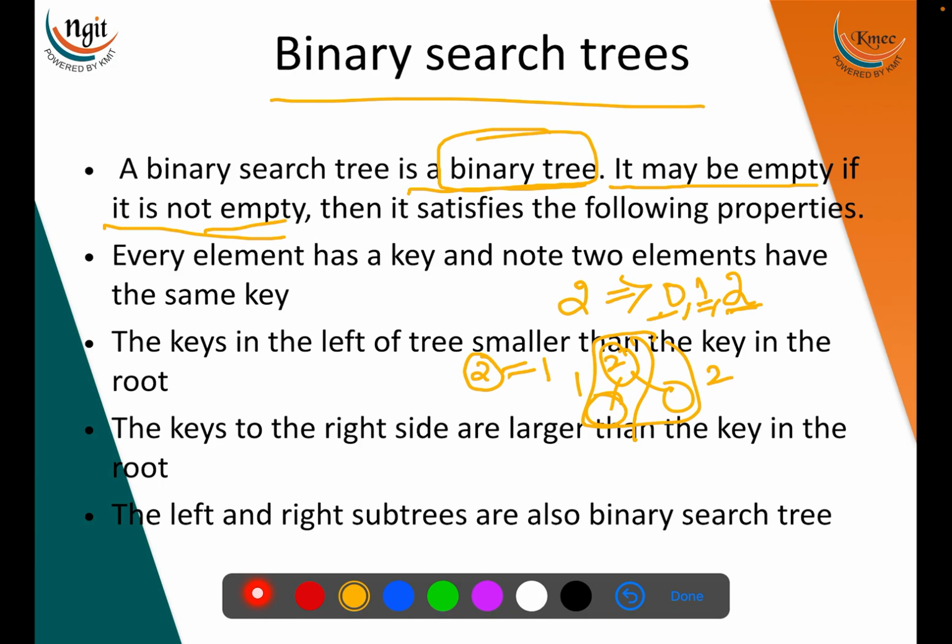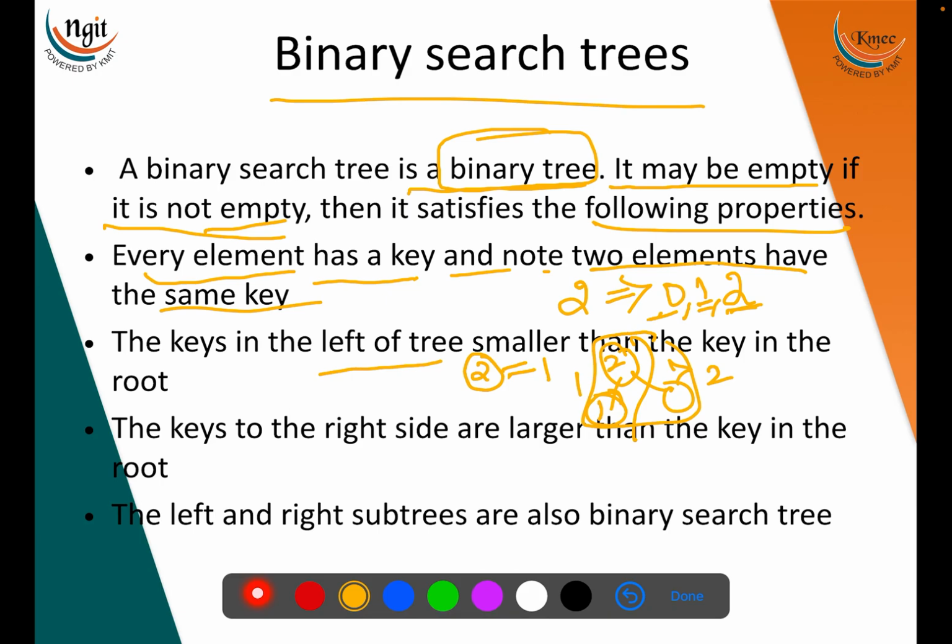Now the question comes to mind: if it has 1 or 2, how will the property or the constraint be maintained? Let's go with these properties. Every element has a key and no two elements have the same key. The keys in the left subtree are smaller than the key in the root. Look at this. I have given 2 here. So this left node should be less than 2, which is 1. The right side of 2 should be greater than 2. That is the property of a binary tree.